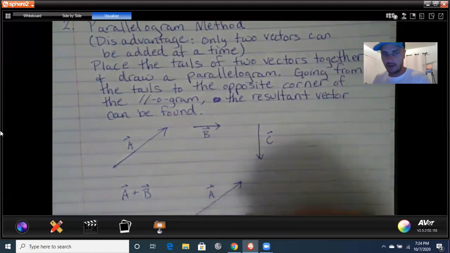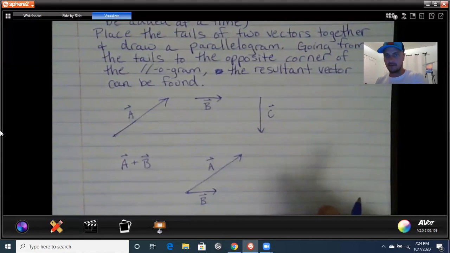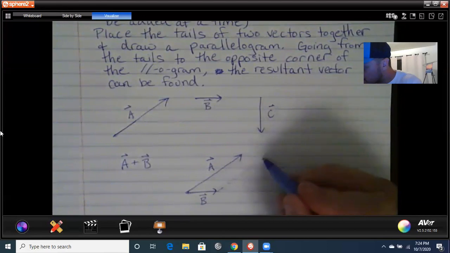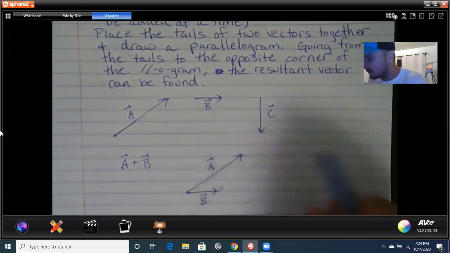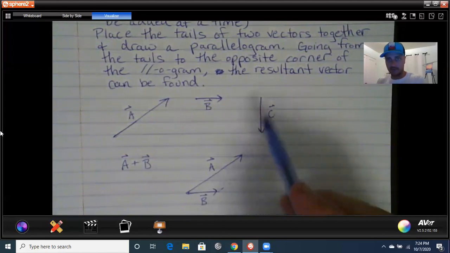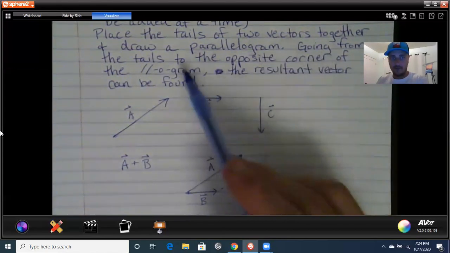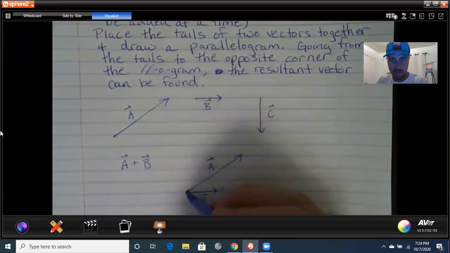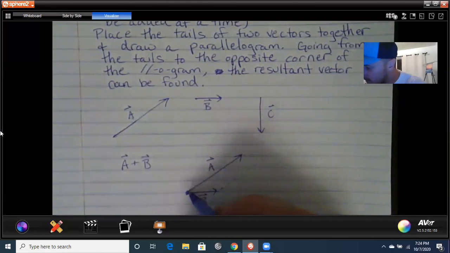And now I need to draw a parallelogram. Oh, there you go, now you can see it. Parallelogram would look something like that. We're drawing parallel lines. These two lines are parallel, those two lines are parallel. Now how do I get my resultant vector from this? You go from the two tails, the tails you put together, to the opposite corner. So now I'm going to draw this opposite corner.